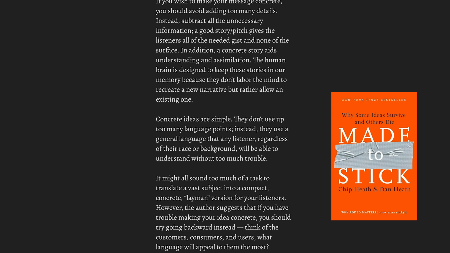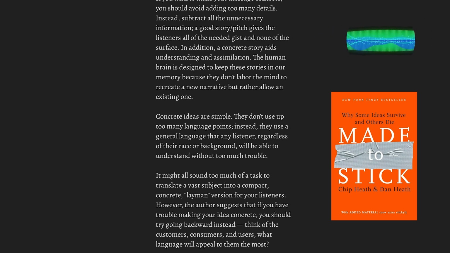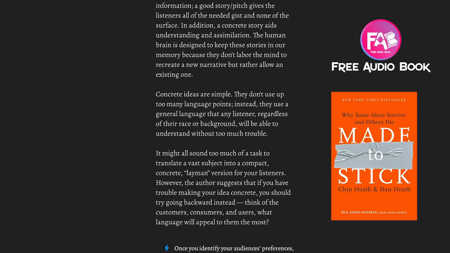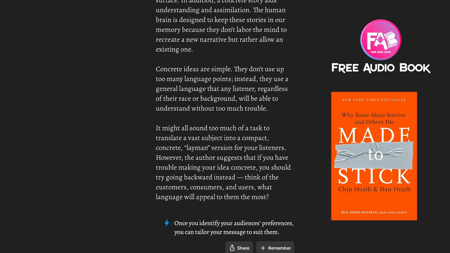In addition, a concrete story aids understanding and assimilation. The human brain is designed to keep those stories in our memory because they don't labor the mind to recreate a new narrative, but rather allow an existing one. Concrete ideas are simple. They don't use up too many language points. Instead, they use a general language that any listener, regardless of their race or background, will be able to understand without too much trouble.